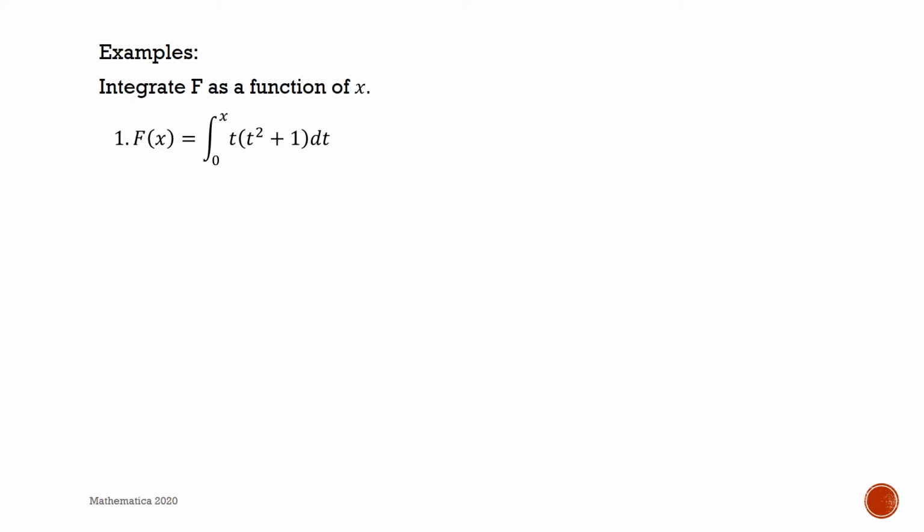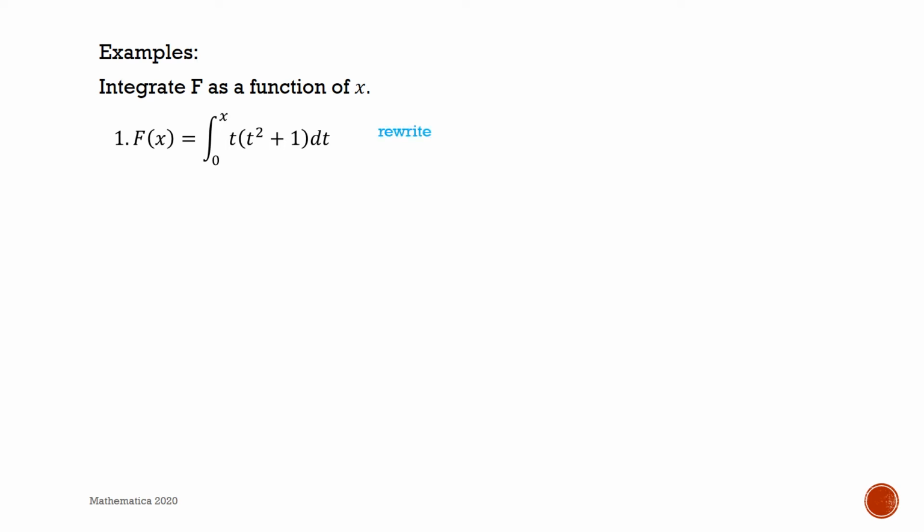Okay, so let's take a look at some examples. Integrate f as a function of x. That's the question. Now, normally when you see this question, you think first thing, second fundamental theorem of calculus. So we have this definite integral, and we have the function t times t squared plus 1, and we have the lower limit, which is 0, and the upper limit, which is x.